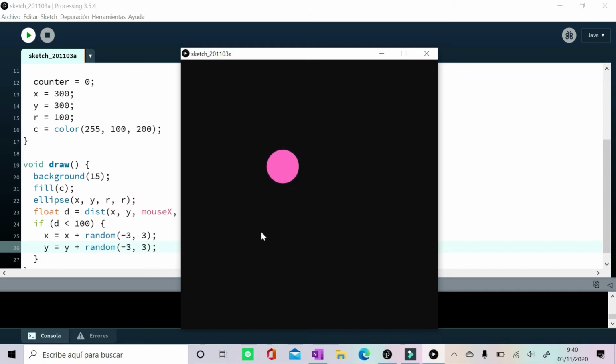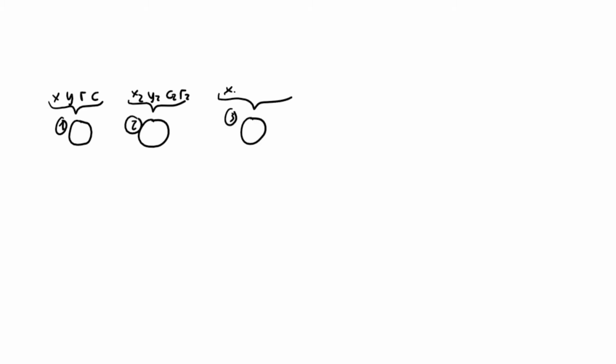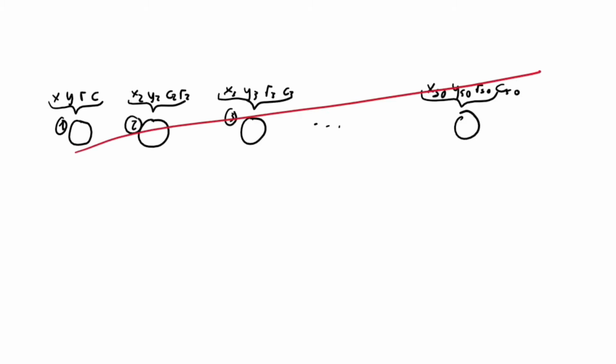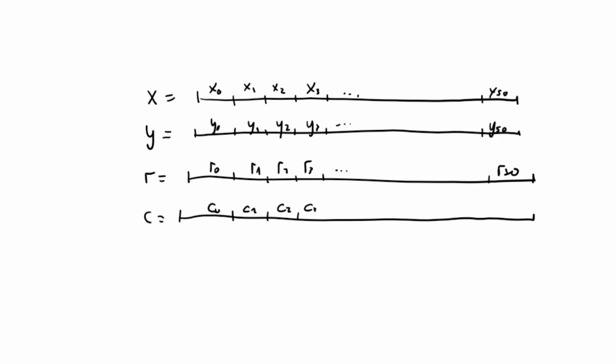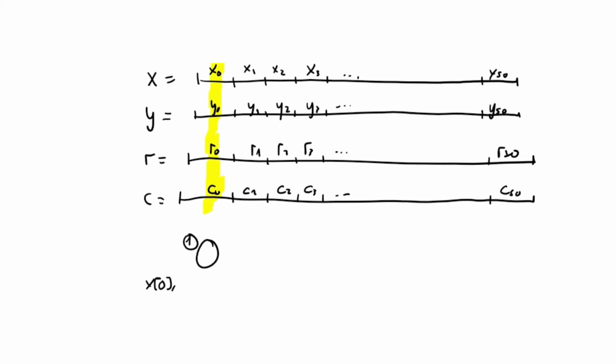But what if we wanted 2, 3 or even 100 circles? Each circle has an x, y coordinate, radius and color. We could make new variables for each, but there is a better way. Arrays are like lines that store different values, so instead of having 50 different x variables, we can create x as an array that stores 50 different values. We can then access any value in the array by using an index. For example, circle 1 would correspond to index 0, circle 2 to index 1, and so on.